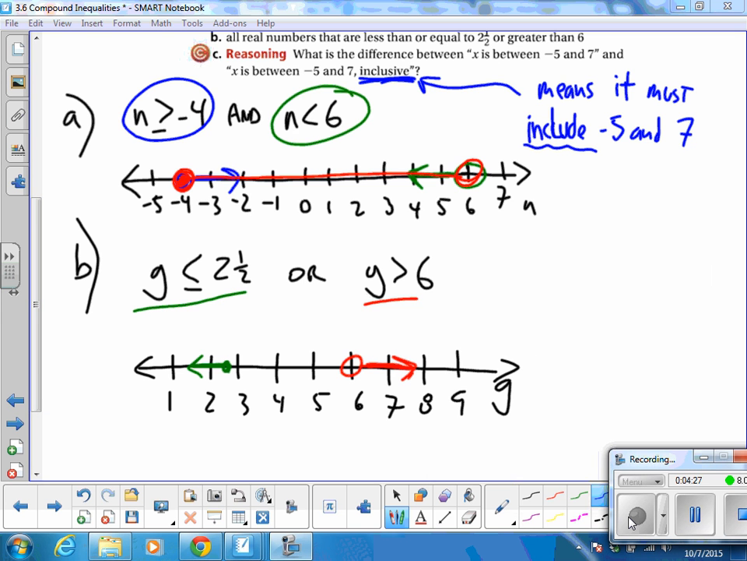A couple things I'm noticing: on A is an "and," so that's an overlap. On B, it's an "or," so they won't overlap. They'll go in different directions. I'm keeping an eye on the dots, which dots I'm using in these particular situations. And inclusive just means it includes both the -5 and the 7 in its answer, which would be filled-in dots.